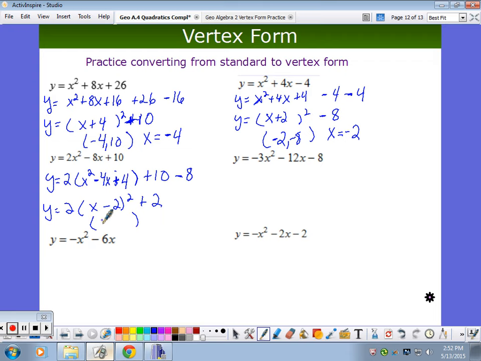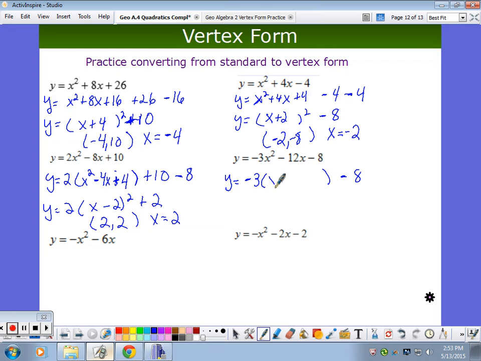Axis of symmetry, x equals 2. I'm going to try it again with this guy. It's a little more complicated because it's negative. So y equals... You're going to factor out whatever that leading coefficient is, the negative 3. But you're only going to factor it out of these two guys right here. The minus 8 kind of sits over here.